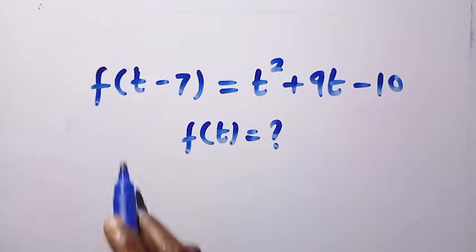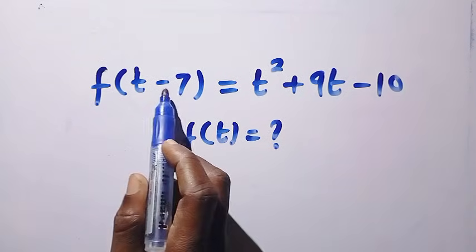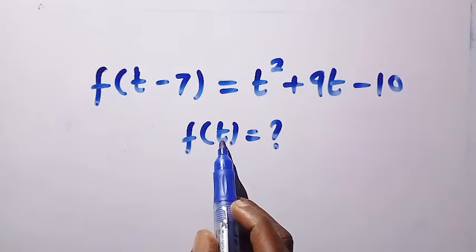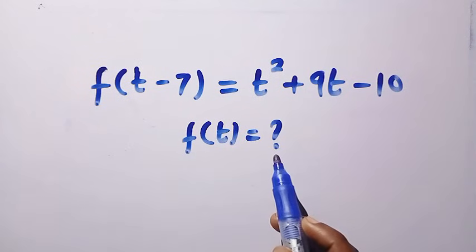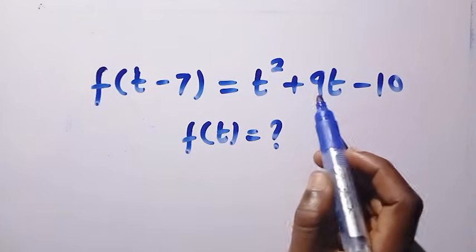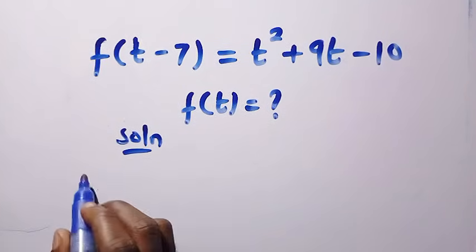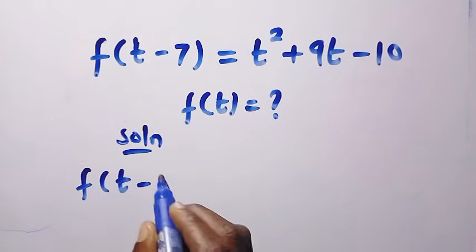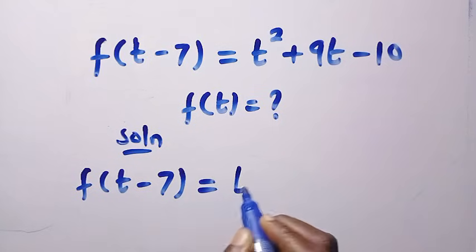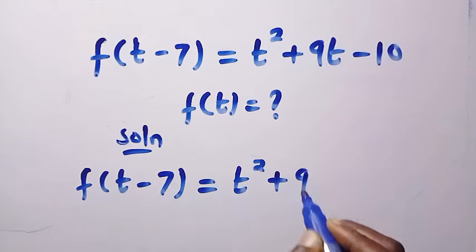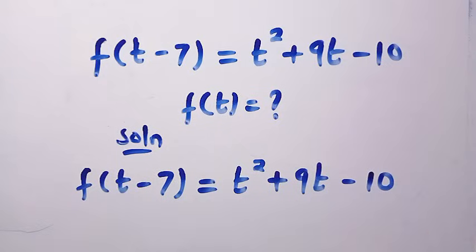We have to understand the concept of domain. Here is t minus 7 and here is ordinary t. We are trying to reduce t minus 7 to t, giving this quadratic at the right hand side, t squared plus 9t minus 10. And how can we solve these questions in a very simple way? Here, consider the solution first. The question says f of t minus 7 equals t squared plus 9t minus 10.